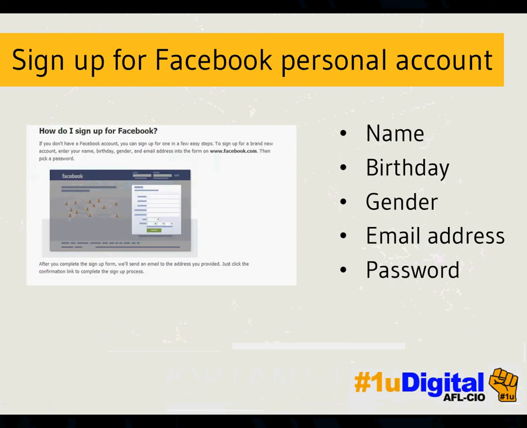All right, so before we jump into all these things, you do need to sign up for a personal Facebook account. All you need to create a Facebook account is a name, birthday. You need to identify your gender, provide an email address, and a password of your choice. You can go to facebook.com to sign up. Once you have an account, you can start sending friend requests.